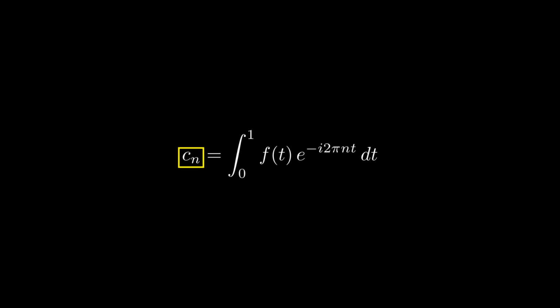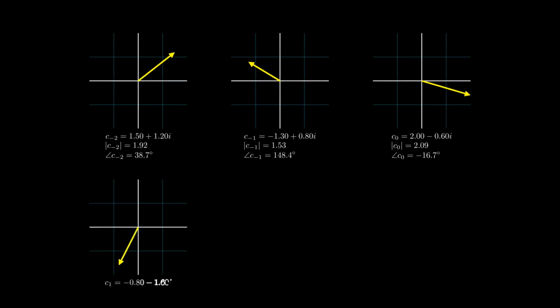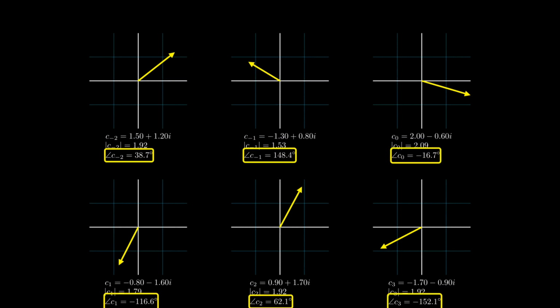Sorry to spoil, but Cn is not only the length of vector. If we calculate, it turns out to be a complex number. This gives us two critical pieces of information which we overlooked back then. First is obviously the length, and the other one is the starting angle of that vector. Once we have this data for every vector, we are then ready to set our animation.